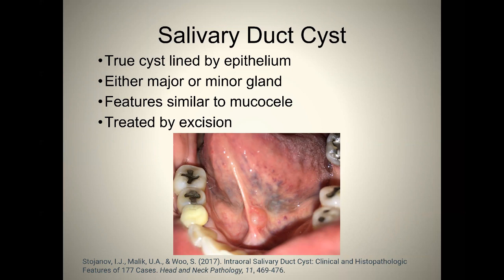It looks very similar to a mucocele, and its treatment is excision. You don't need to go after the gland itself. You can just simply cut this off. But this is an example of a salivary duct cyst in a major gland.